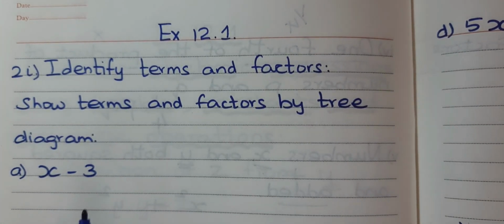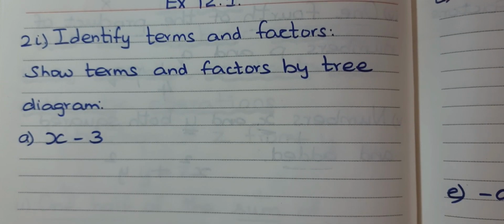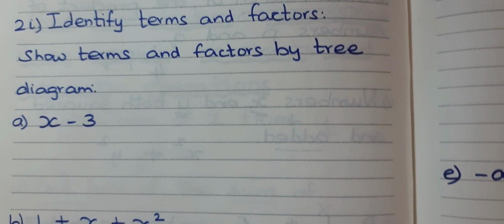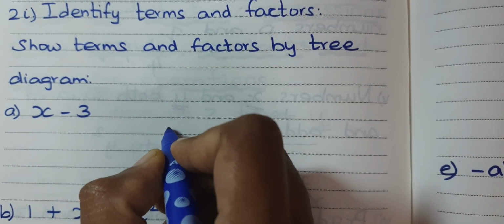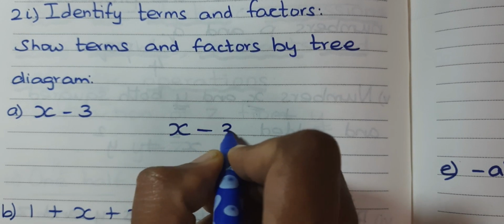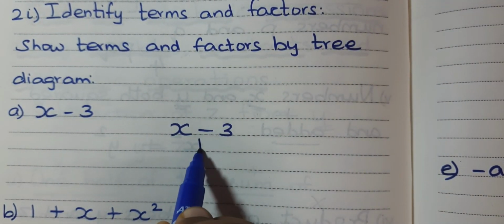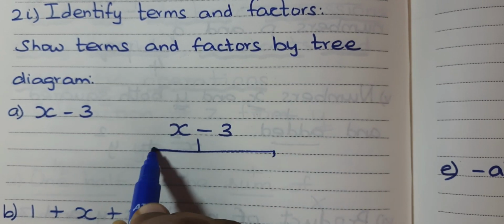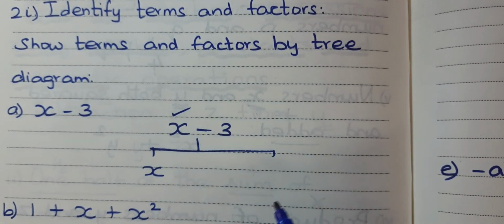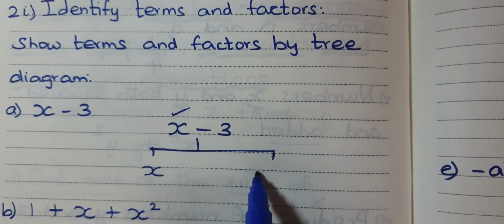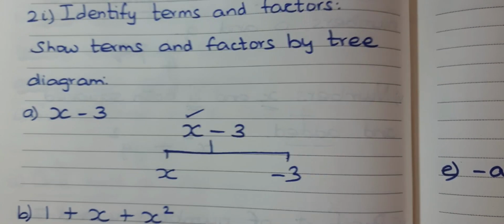The first problem is the expression x minus 3. I want to find the terms and factors using a tree diagram. So let me write the expression first, x minus 3. What are the terms of x minus 3? It is x, this term, and next is minus 3. So these are said to be the terms.